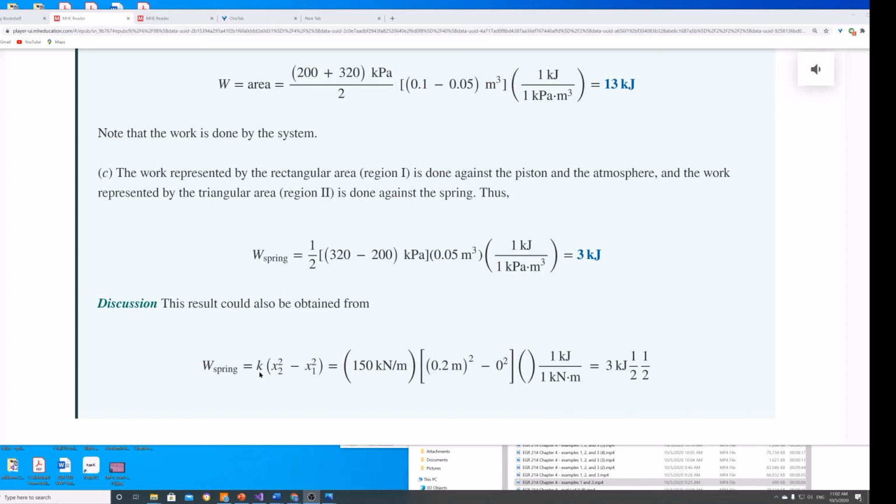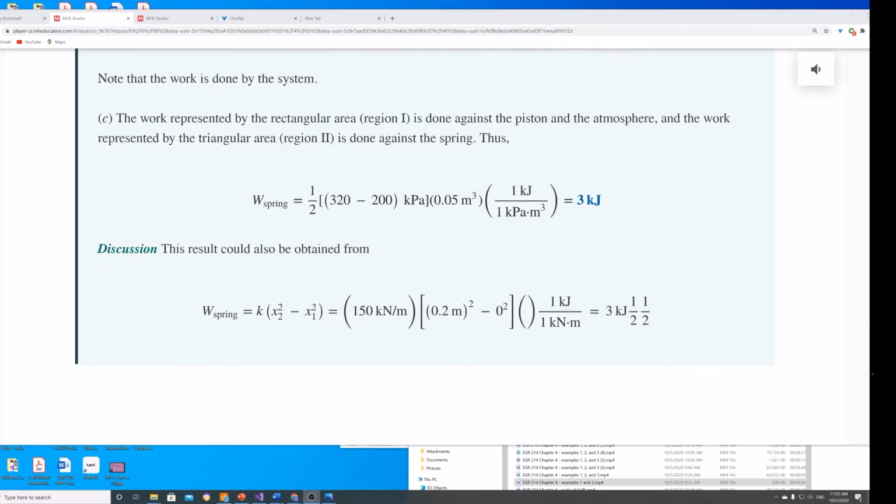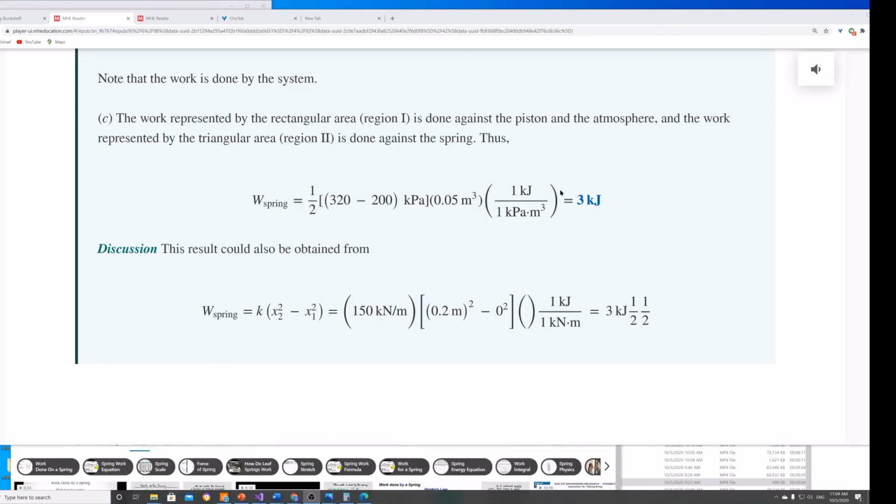Or you could have done it this way. Here's another option. The end result is correct, but I'm not sure what this is. It looks like this is an error in the equation. It should be 1/2 k times x2 squared minus x1 squared. So it looks like we're missing the k over 2 here. But whatever. When you do it the correct way, with the k over 2 here, and then you do the calculation, you come up with the 3 kJ.